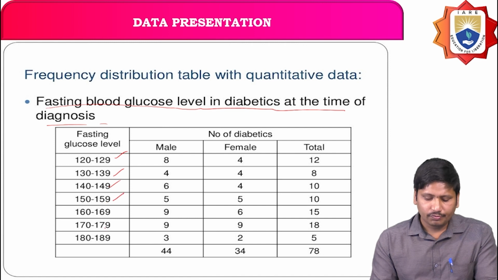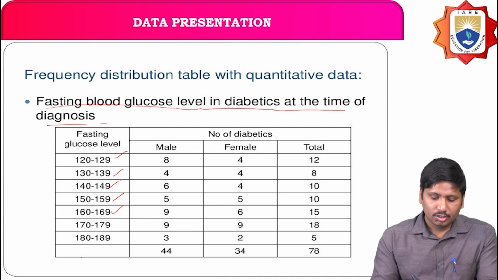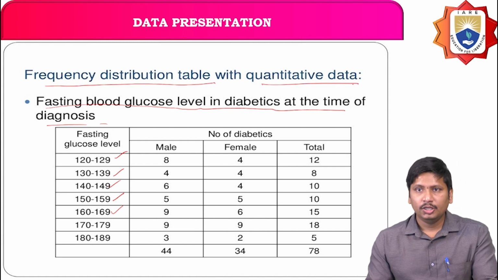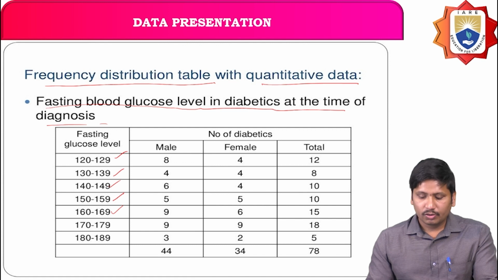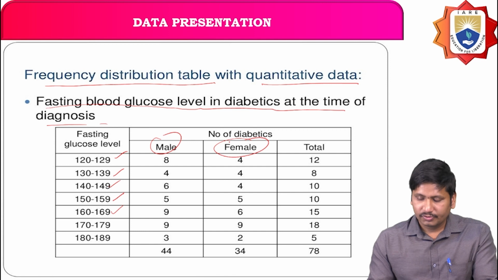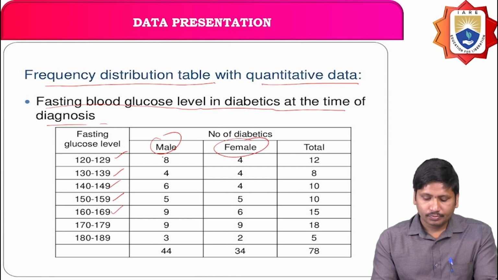152 to 159 is one frequency, and 162 to 169 is another frequency, like this. So all this we can call a frequency distribution table with quantitative data. So I want to find out the glucose level in diabetes for male and female. Male should be one column, female another column.